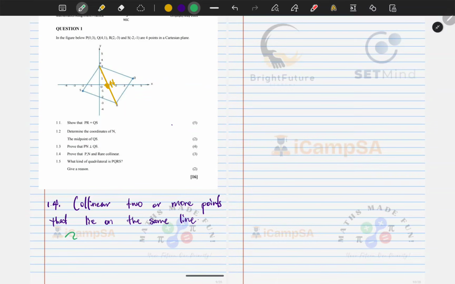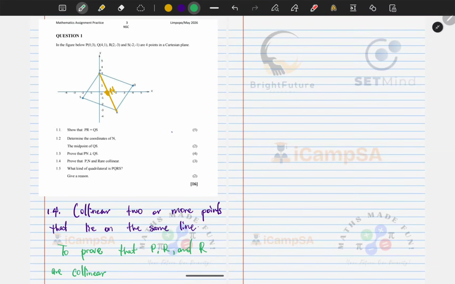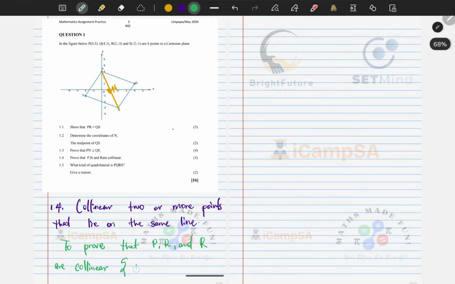So in order for us to prove that P, R, and N are collinear, that means that their gradients, the gradient of PN, should be equal to the gradient of NR.